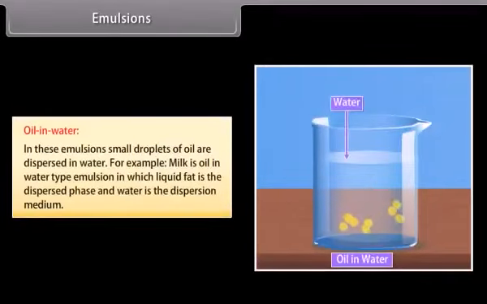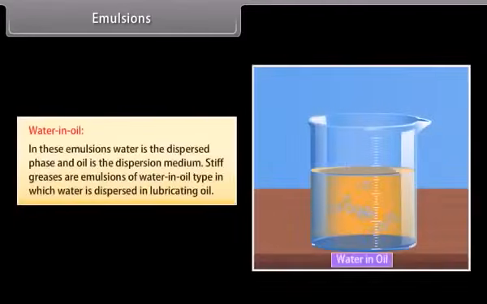Oil in water. In these emulsions, some droplets of oil are dispersed in water. For example, milk is oil in water type of emulsion, in which liquid fat is the dispersed phase and water is the dispersion medium. Water in oil.